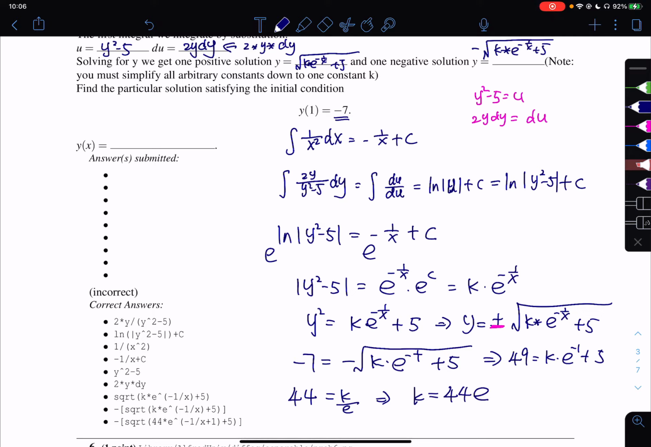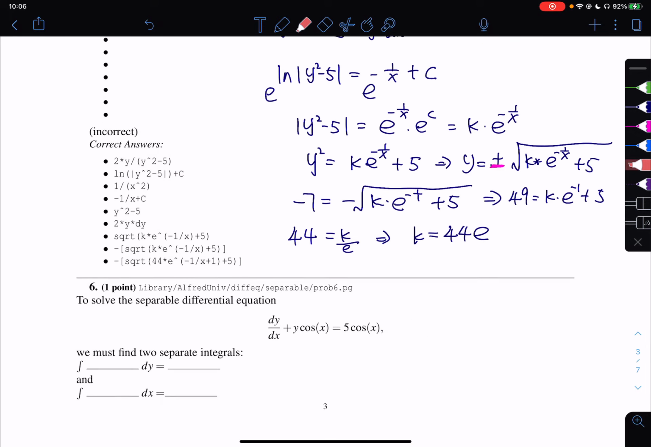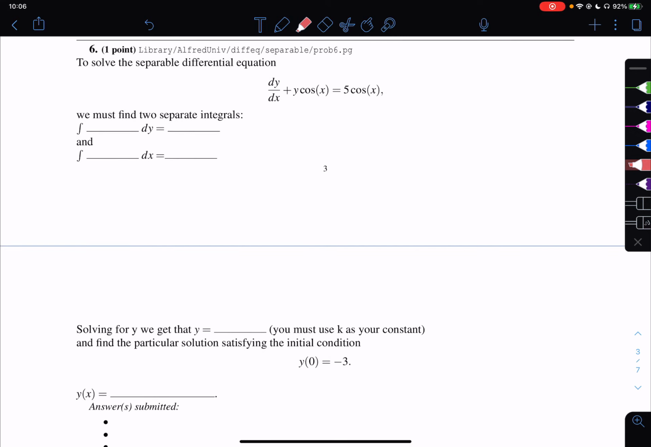So you'll be having your solution as negative square root of 44e times e to the negative 1 over x plus 5 as your final answer. So here's what I have as my final answer for the problem. Okay, so let's move on to the next one.